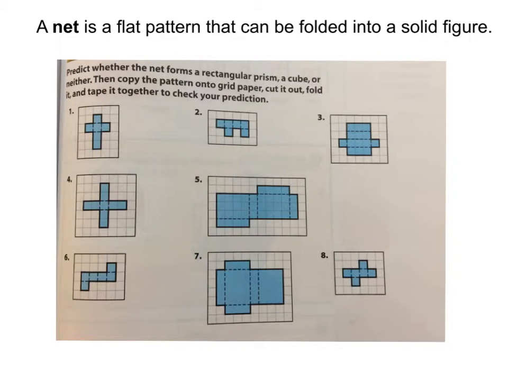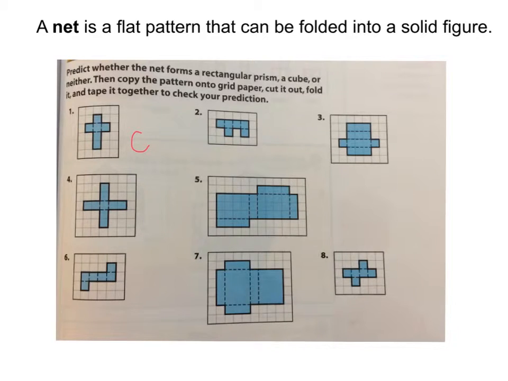Okay, so as we discussed earlier, a net is a flat pattern that can be folded into a solid figure. So here are several nets, okay, and our job is to predict whether these nets, if you folded them up, would form a rectangular prism, a cube, or neither, okay? So let's look at number 1 here. If we folded this net up, would it be a cube, a rectangular prism, or neither? Ruba? It would be a cube. Good, I'll put C for cube.